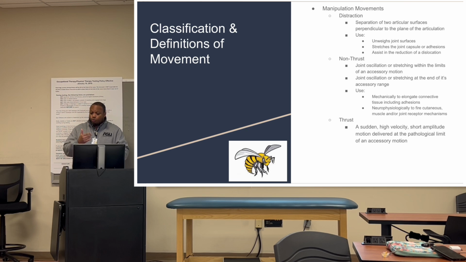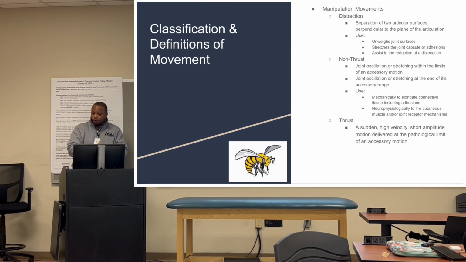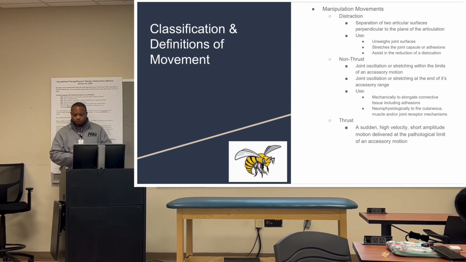Now, what are the effects of grade 1 and 2 for neurophysiological effects, which is intended to fire cutaneous receptors and joint receptors within the articulated surfaces, within the joint capsule, okay?